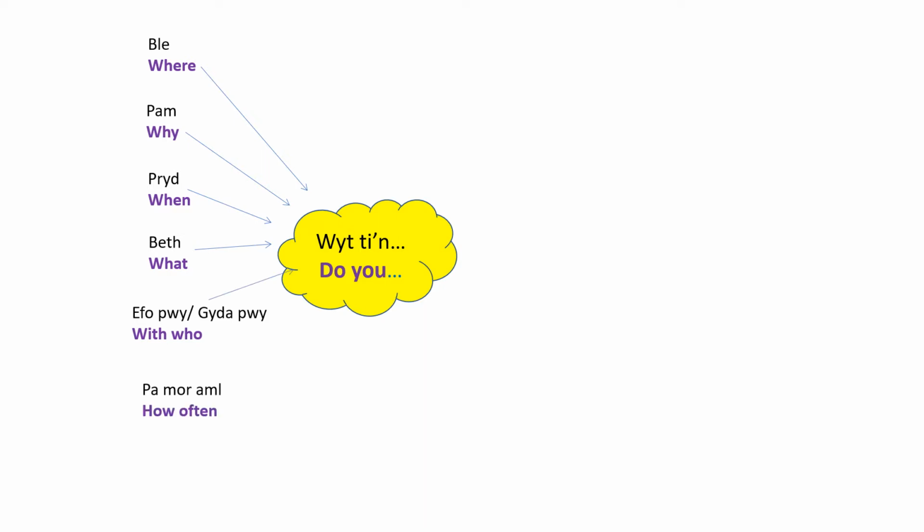Now let's have a look at the words on the left. Blair. So you could have Blair 18. Where do you? You could have Pam 18. Why do you? So already we've got 2 questions there, simple questions. Pryd 18. When do you? Beth 18. What do you? Efo pwy or gyda pwy 18. With who do you? Pa mor amal. How often do you? Am faint o'r gloch. What time do you?